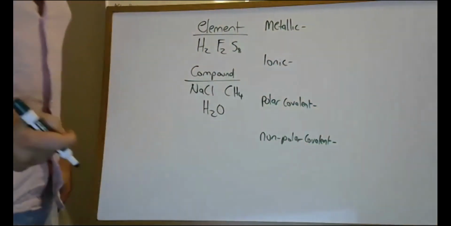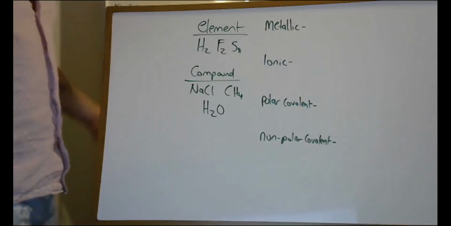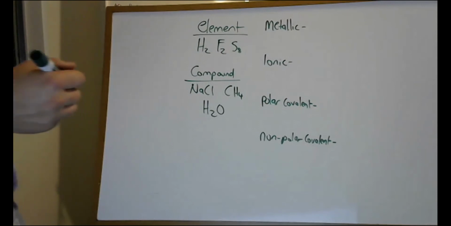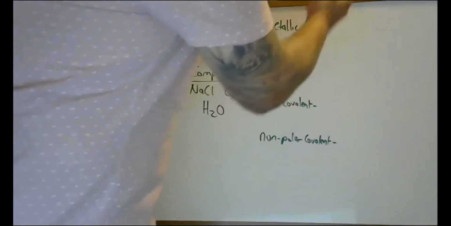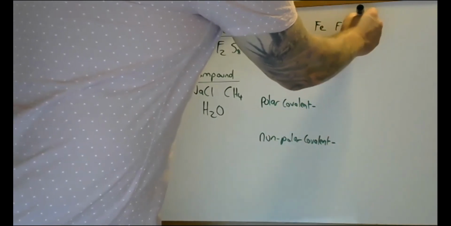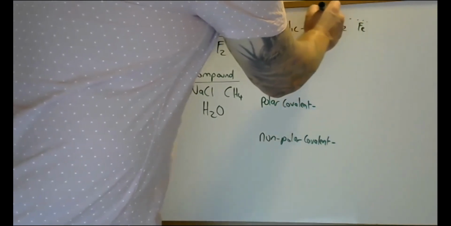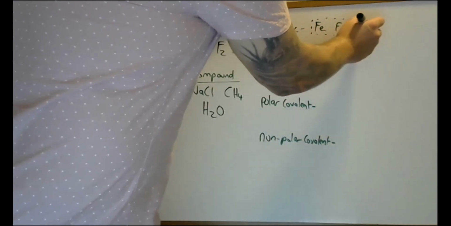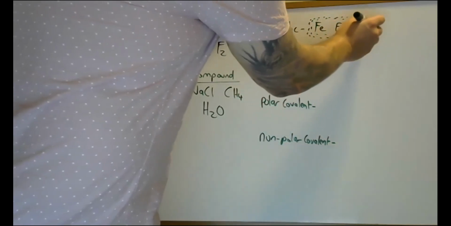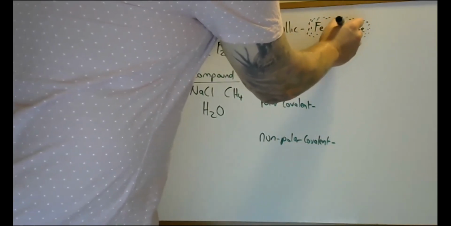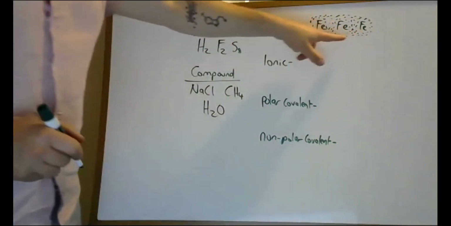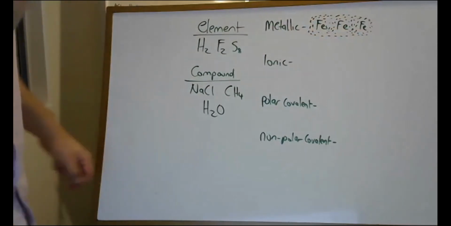So metallic bonding is obviously between 2 metals. And you have, let's just say it's iron bound to itself. And these are surrounded in a sea of electrons. So that's the reason that metals conduct electricity, because the electricity can travel along through the electrons.